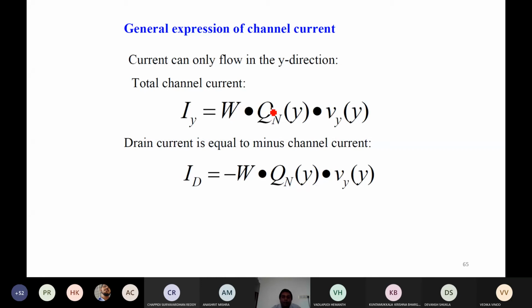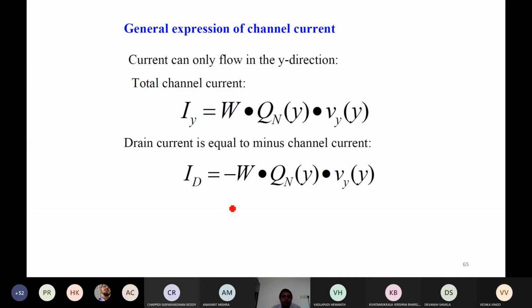So if you want to find out the total charge along the whole width, that is W into Q. And if velocity is multiplied, so velocity Vy is taken. So the velocity of whatever charge carriers are there is multiplied by this charge. That can give you current in a simple way.